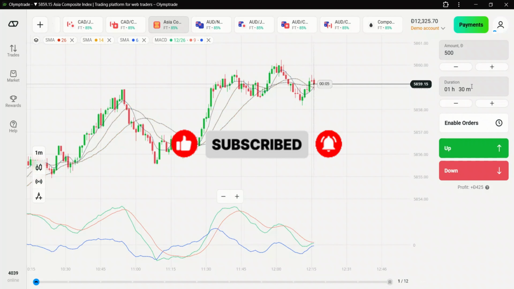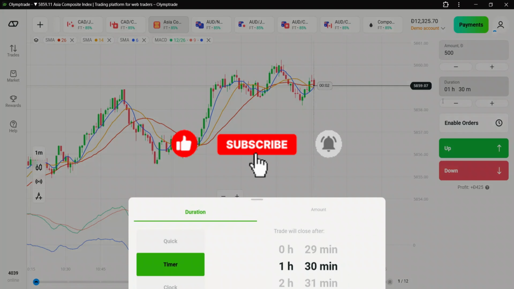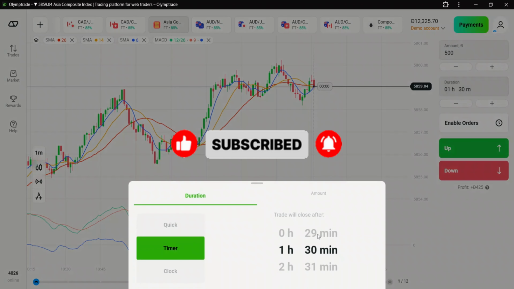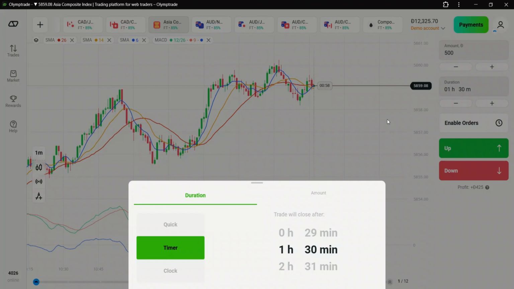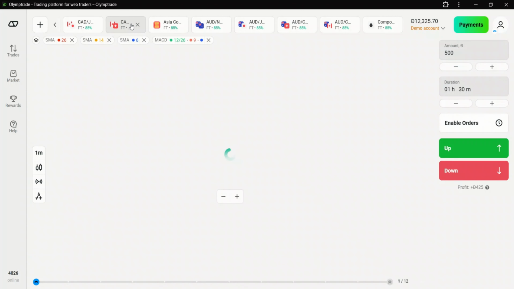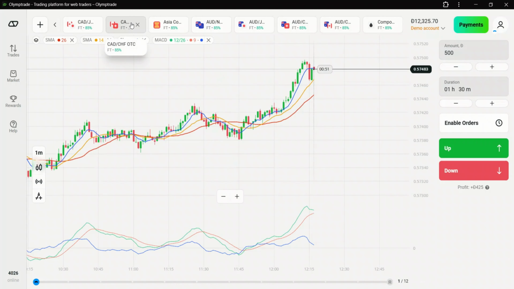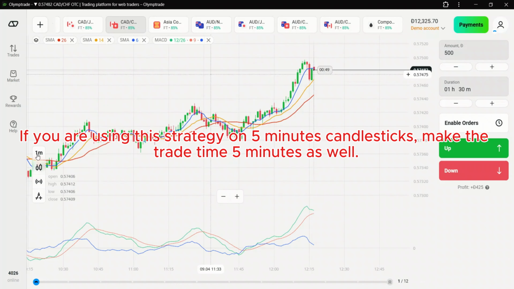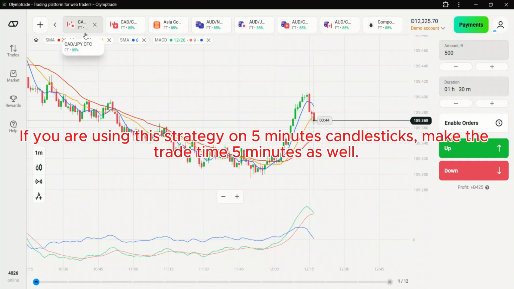I think the duration for this one can't be less than an hour. This is the least time you can do. Try and make the duration be 1 minute within the time of the candlestick. You can also apply this strategy to a 5 minute chart.